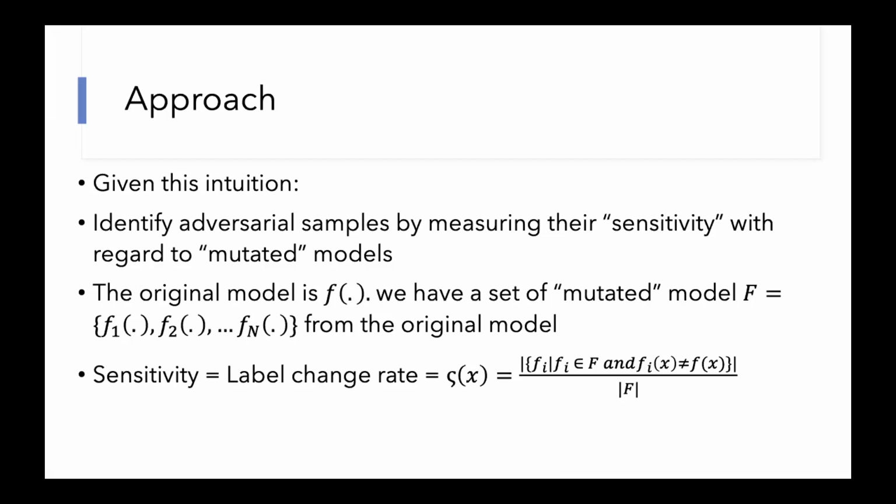Let's say we have n models, and we have another n adversary samples. Each model will have a change rate here. We compute the change rate based on the total set of mutated models, so it's inverse for each adversary sample. We're going to see how many models have been changed. So X is only one sample.